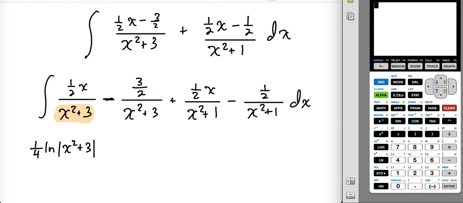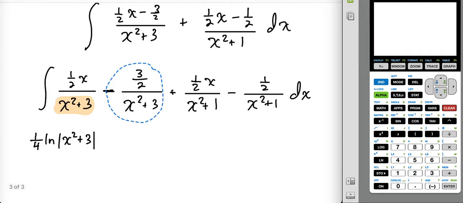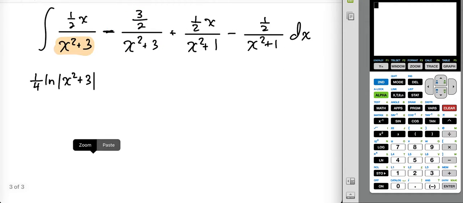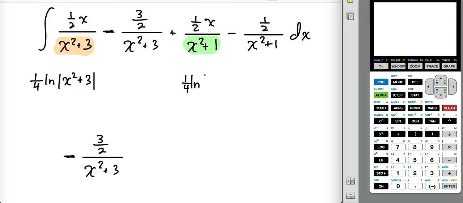Alright, so this I'm going to hang on to. I'll just chuck it off on the side here. This one, I think we can do the same thing, because the derivative of x squared plus 1 would be the same 2x. A half, again, is a quarter of what we have, 4 times what we want, so we want to correct for that. So 1/4 ln of x squared plus 1.